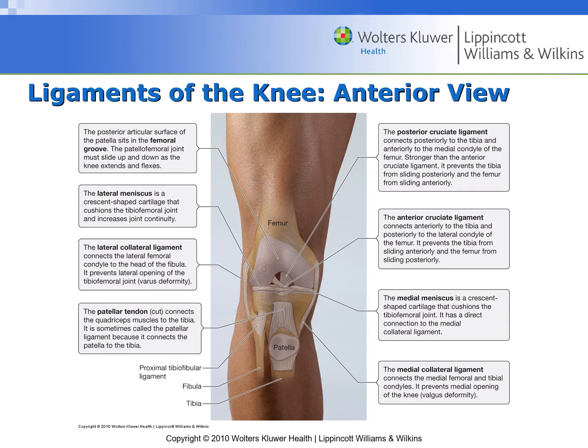The posterior cruciate ligament connects posteriorly to the tibia and anteriorly to the medial condyle of the femur. Stronger than the anterior cruciate ligament, it prevents the tibia from sliding posteriorly and the femur from sliding anteriorly. The anterior cruciate ligament connects anteriorly to the tibia and posteriorly to the lateral condyle of the femur. It prevents the tibia from sliding anteriorly and the femur from sliding posteriorly. The medial meniscus is a crescent-shaped cartilage that cushions the tibiofemoral joint. It has a direct connection to the medial collateral ligament. The medial collateral ligament connects the medial femoral and tibial condyles. It prevents medial opening of the knee, or valgus deformity.